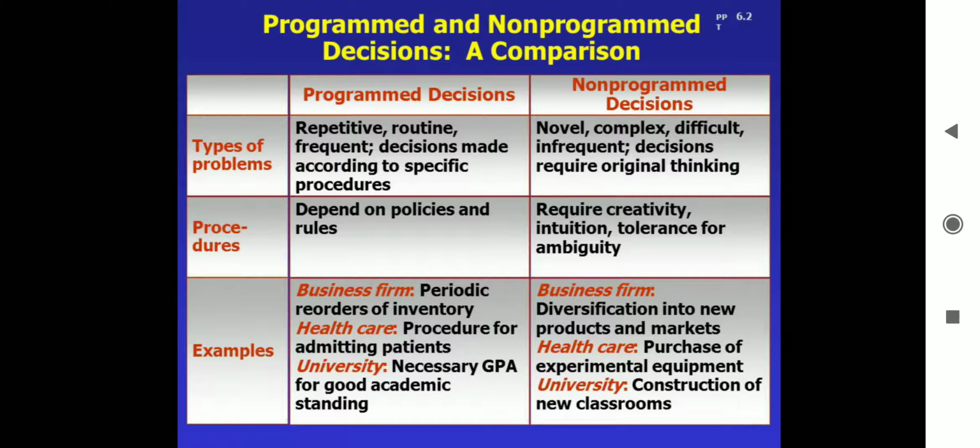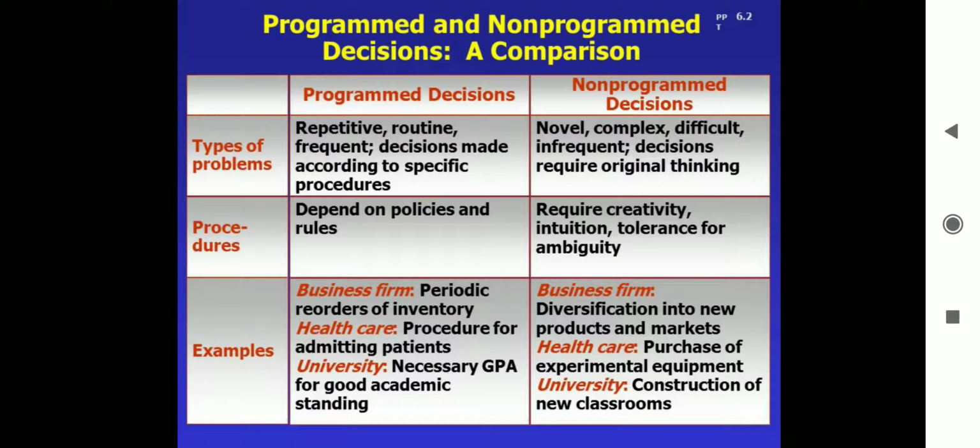So as I told you, programmed decisions are rigid and based on policies and rules, whereas non-programmed decisions require creativity, intuition, tolerance for ambiguity, etc. Examples for programmed decisions: in the case of healthcare, there is a structured procedure for admitting a patient. In a business firm, there are periodic records of inventory. In a university, the necessary GPA for good academic standing. All those are examples of programmed decisions.